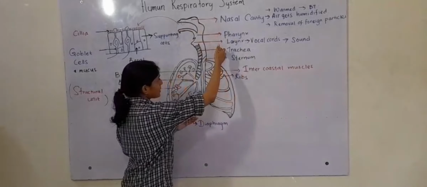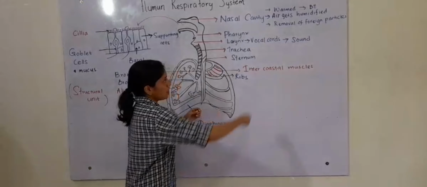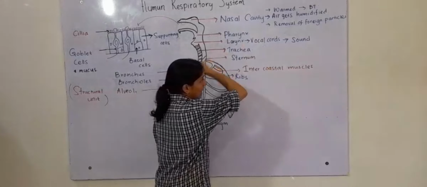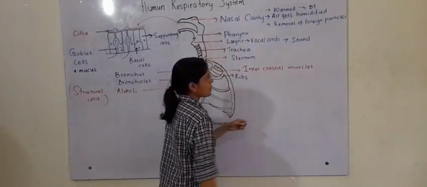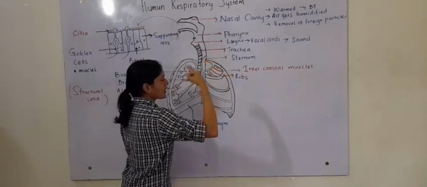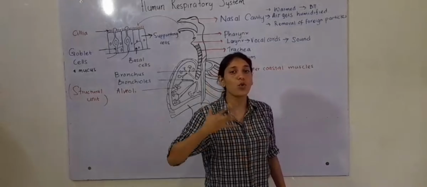Then below the pharynx you have the larynx. The larynx contains some elastic fibers called vocal cords. When the air is rushing through the vocal cords, sound is produced. Understood? Then you have the trachea. The trachea contains cartilaginous rings. Why? Always to keep the airways open.